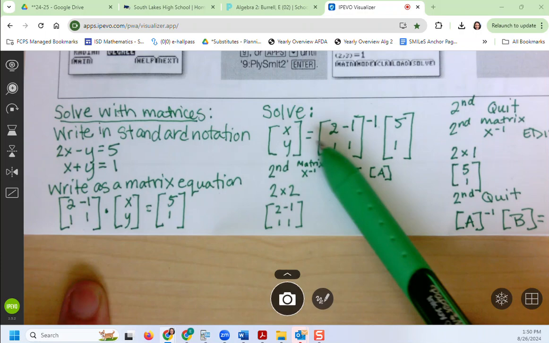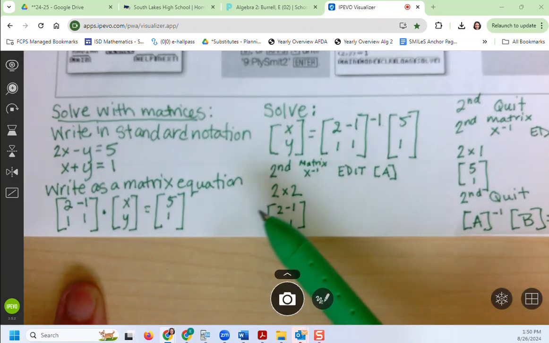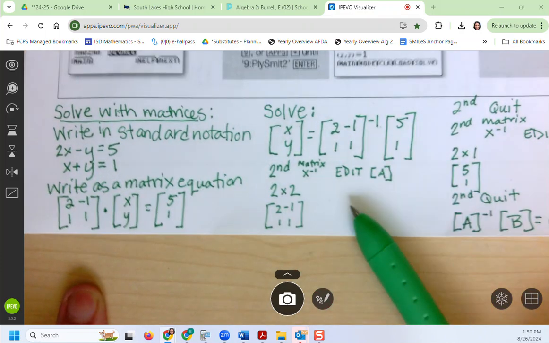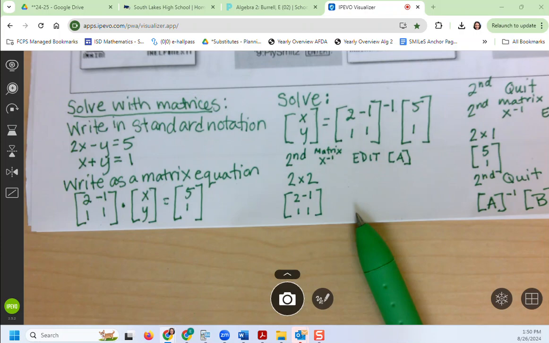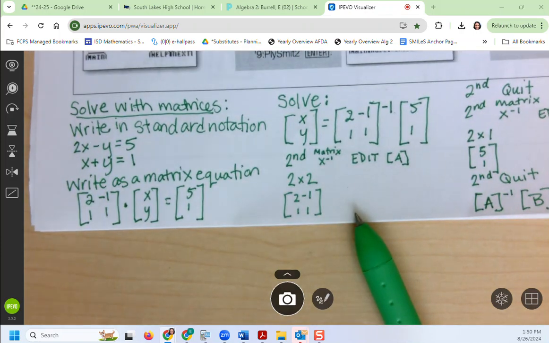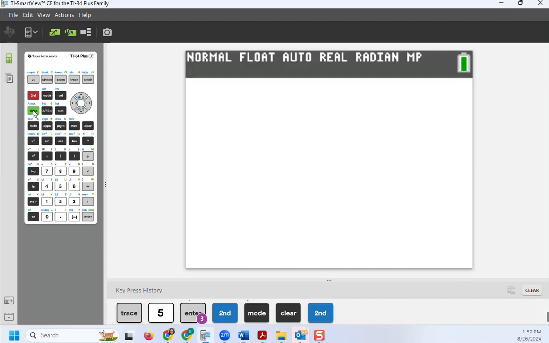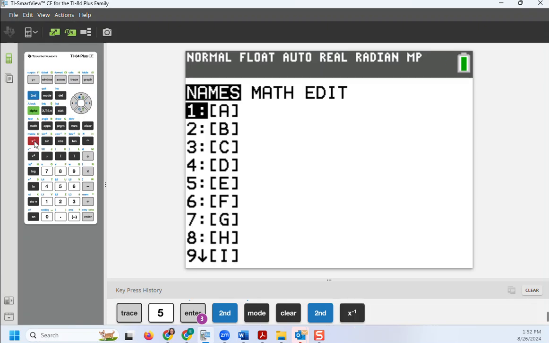Okay. We want to edit matrix A, and edit is over here. So I'm going to use the right arrow to get to edit. I'm going to edit matrix A and press enter. Matrix A is not a 1 by 1 matrix. It's a what? It's a 2 by 2. So you're going to press 2 by 2. And then you're going to enter the numbers in here. 2, negative 1. Remember the negatives on the bottom. 1 and 1.